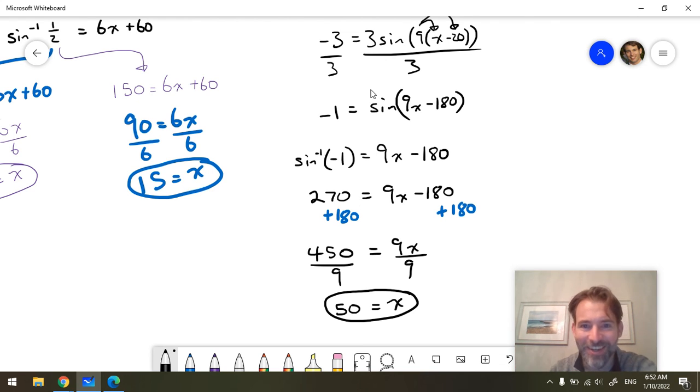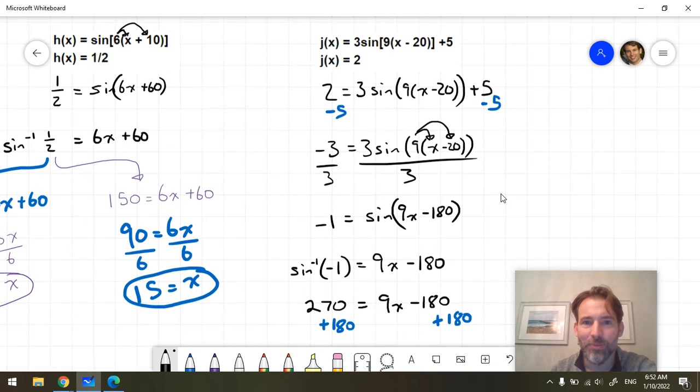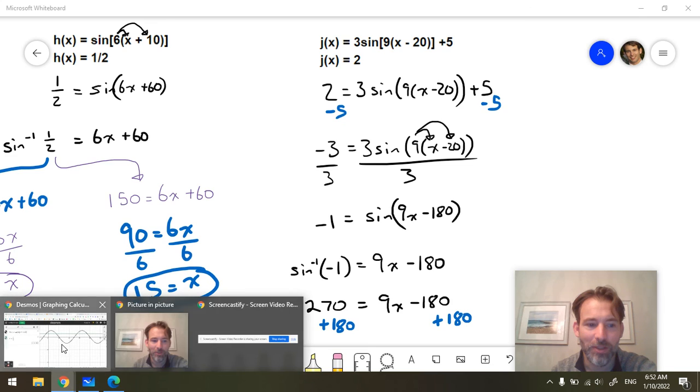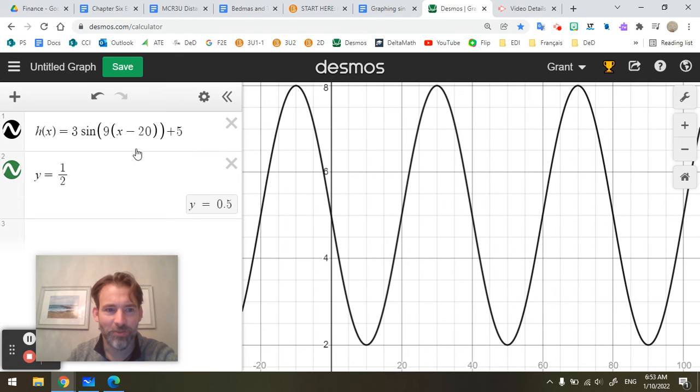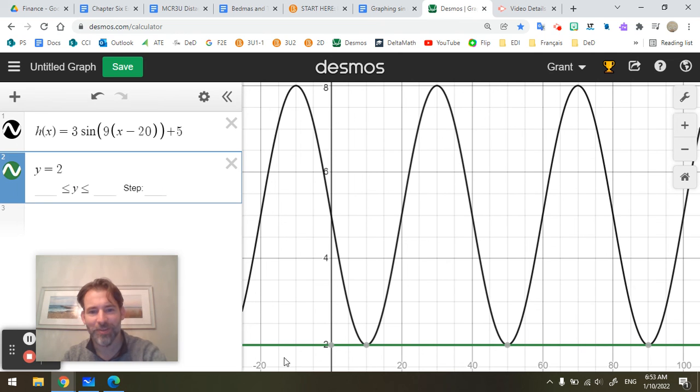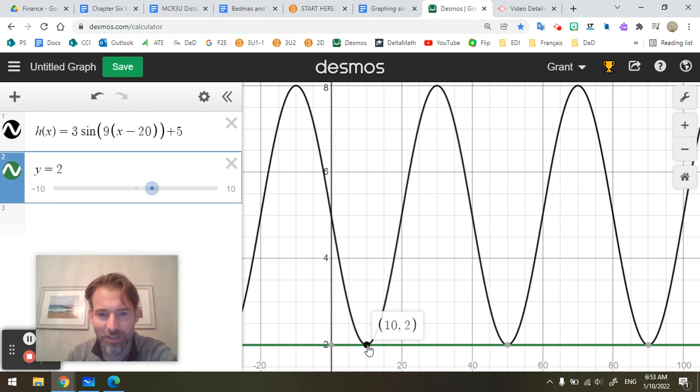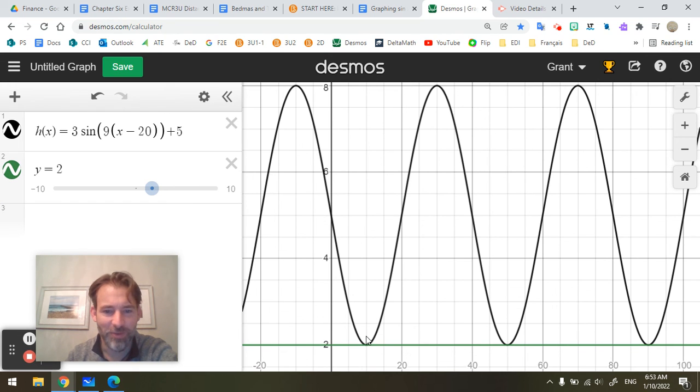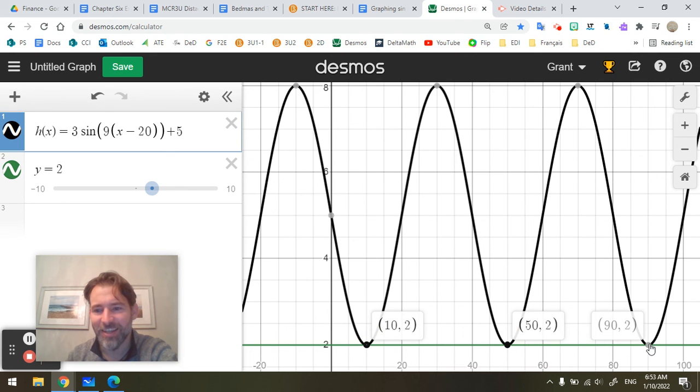More on that later. All right, so up here we have j of x equals this, so let's put that into Desmos. So here's this fancy function, and we want to know when does y equal 2. Okay. So we found this one here, 10. This one here, 50. Is that what we were looking for? Yeah, so we found 10, 50, and 90. Well, we found this one, 50.